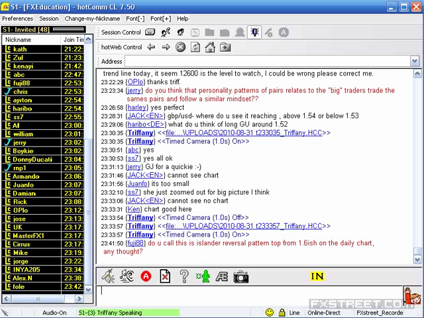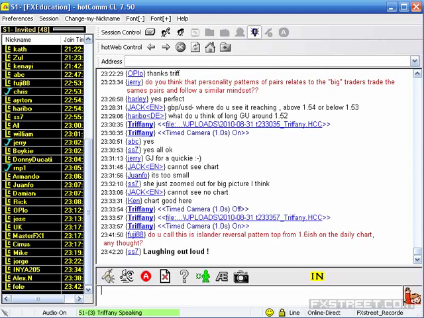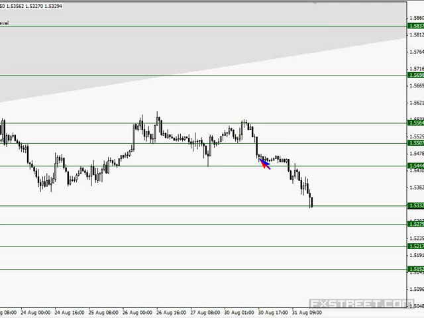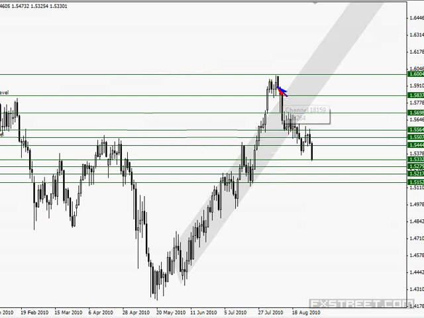Fuji says you call this an Islander reversal pattern top from 1.6-ish on the daily chart. Any thought? Islander reversal pattern. That's a new term for me. I've never even heard that. Isn't that crazy? Don't you love that I'm that honest? Maybe I should be faking it. Oh yeah, the Islander reversal pattern is, I don't know, Fuji. Honestly, let's see. Let's go back out to the daily chart. Dropping down from 1.6, Islander reversal pattern. I think it's a great name, but I don't have any input for it. I'm sorry, sweetheart. I should really learn to be a better deceiver.